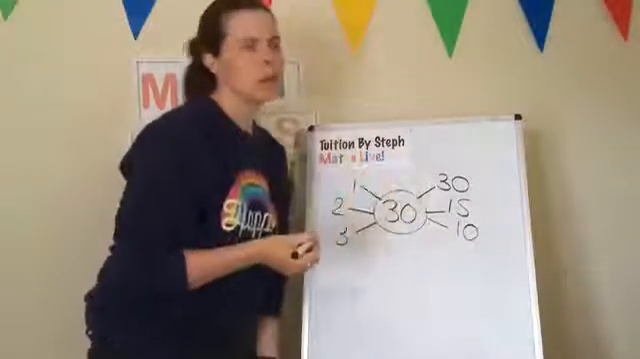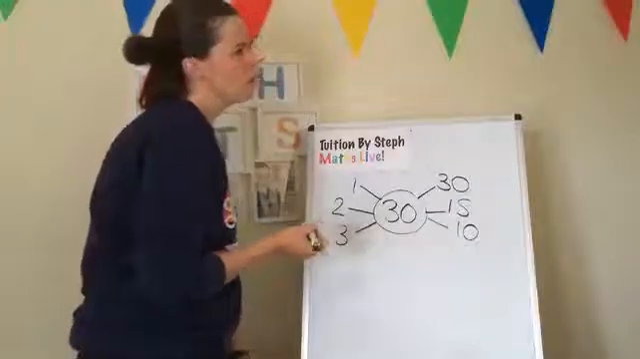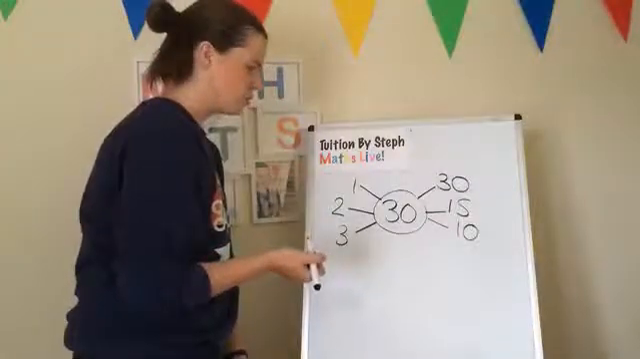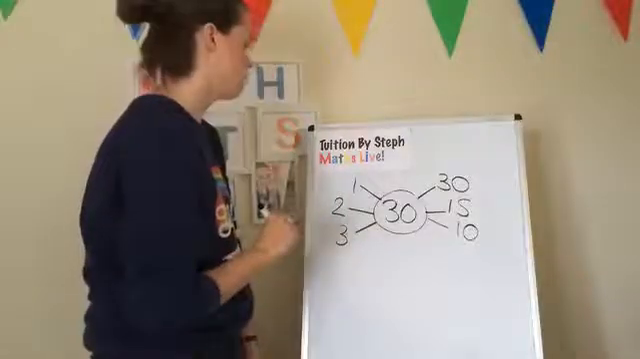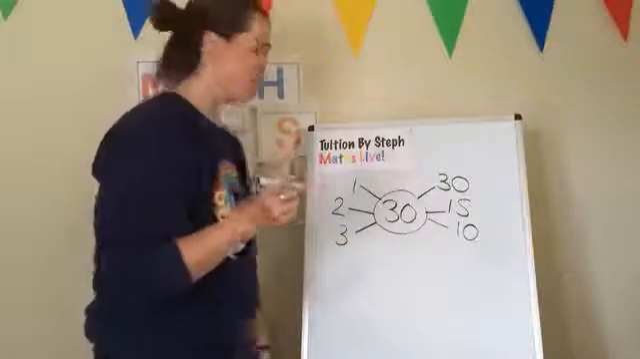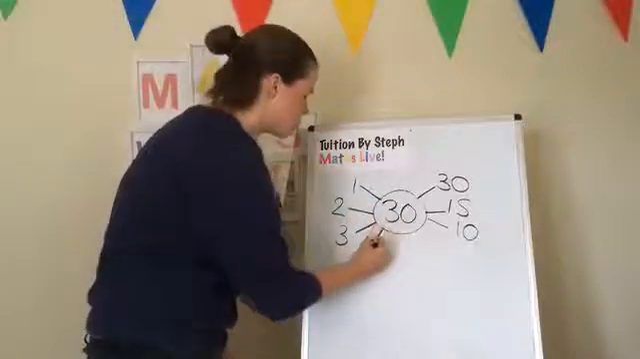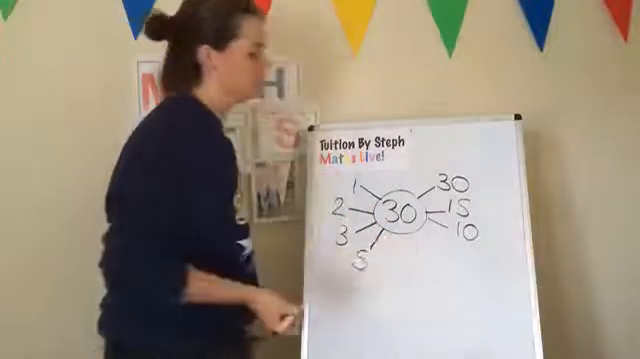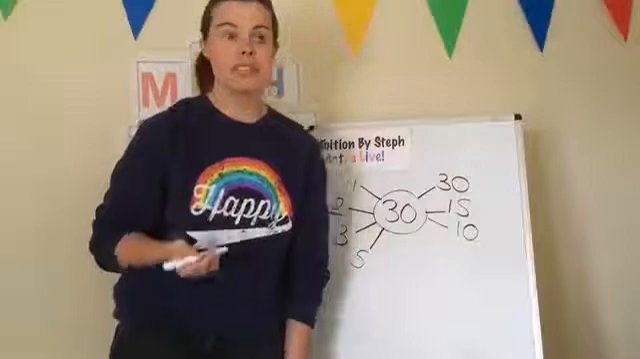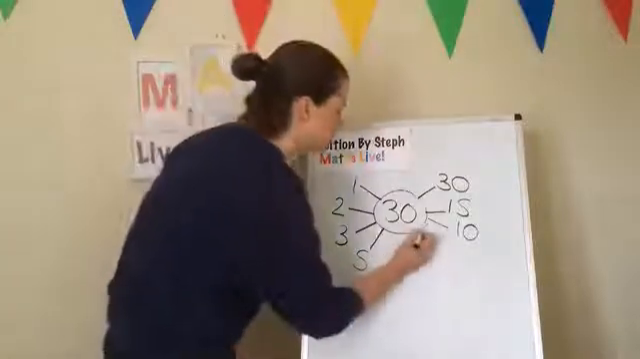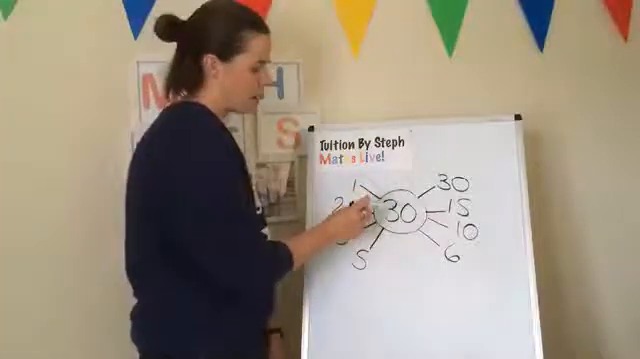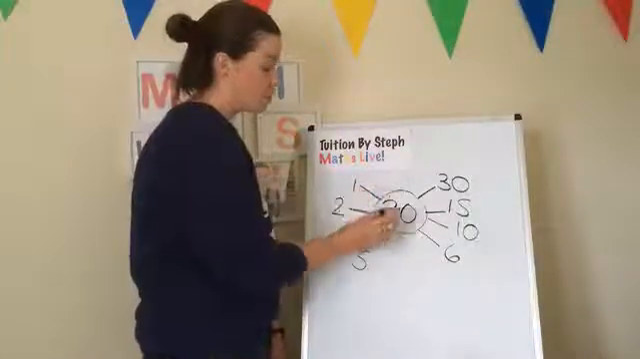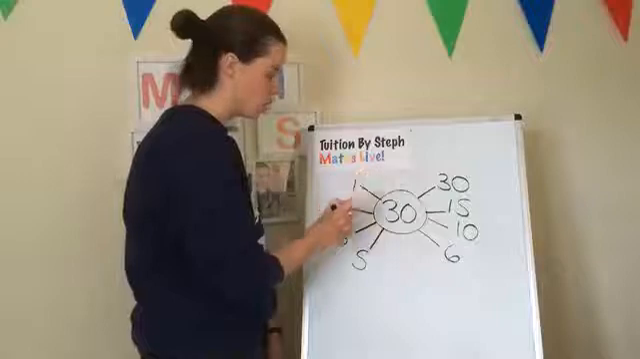Is it in the 4 times table? Well, 5 fours are 20, 6 fours are 24, 7 fours are 28, 8 fours are 32. It's not in the 4 times table. Is it in the 5 times table? It must be in the 5 times table because it ends in a 0. What do I times 5 by to make 30? 6. Okay. I've got 6. I've got 1, 2, 3, not 4, 5, 6.